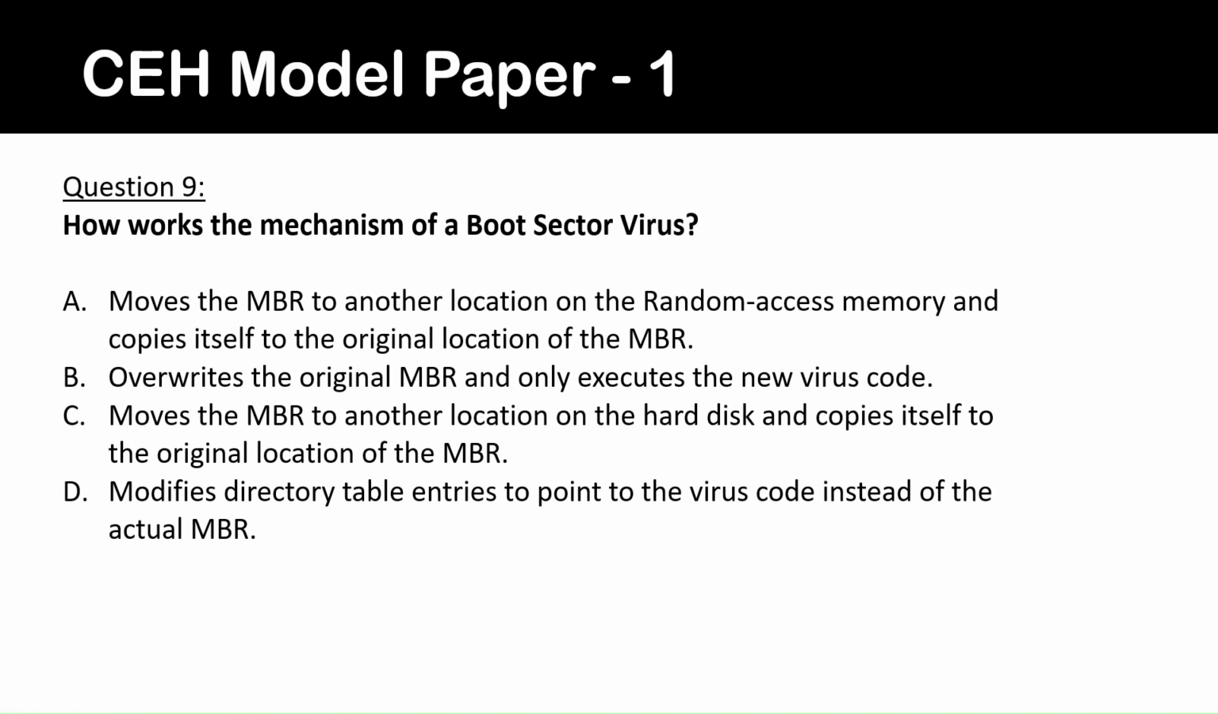Question 9. How does the mechanism of a boot sector virus work? The options are A. Moves the MBR to another location in the random access memory and copies itself to the original location of the MBR. B. Overwrites the original MBR and only executes the new virus code. C. Moves the MBR to another location on the hard disk and copies itself to the original location of the MBR. D. Modifies directory table entries to point to the virus code instead of the actual MBR. The answer is C.